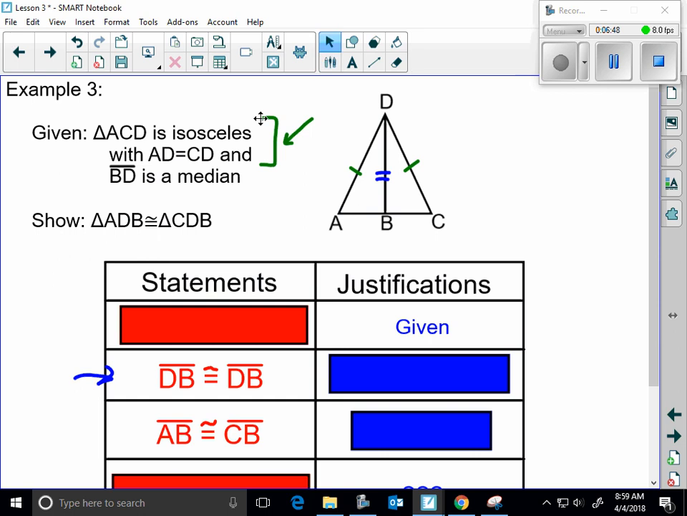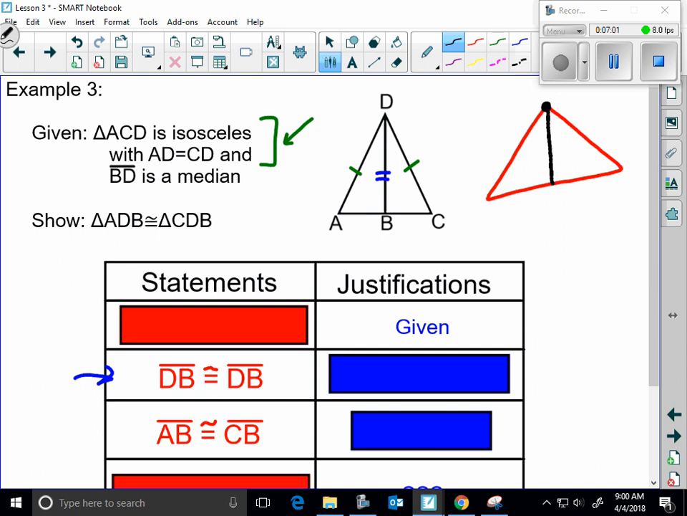What is a median? A median cuts what in half? The triangle. So a median from this point over to this side cuts the opposite side in half, right? It doesn't necessarily cut this angle in half, but what it'll do is make AB congruent to BC.